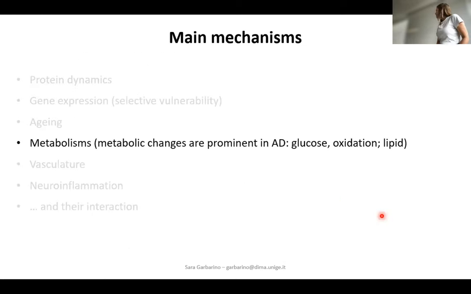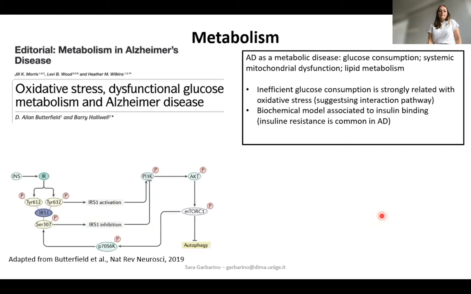Okay, then we have metabolism. So metabolic changes are prominent in AD. We know from evidence of glucose deficiencies, oxidative stress, lipid metabolism, etc. There were these couple of papers again in the last years that I think were interesting. They described Alzheimer's disease as a metabolic disease, discussing glucose consumption, mitochondrial dysfunction, and lipid metabolism as a prominent mechanism in Alzheimer's disease.